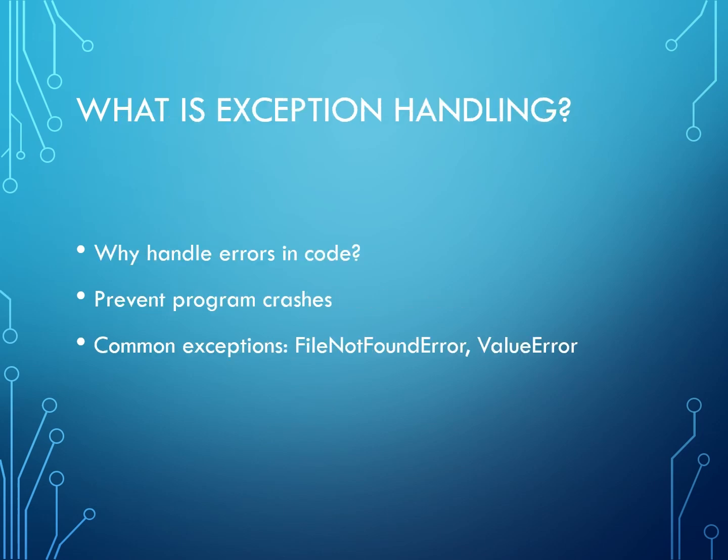Now let's shift to the second half of our topic, exception handling. So what is it? Exception handling is a way to tell your program, hey, if something goes wrong, like a file not being found or bad input, don't crash, just handle it nicely. Without it, your program might stop suddenly and throw a scary error. But with exception handling, you can catch those errors, respond with a custom message, and keep things running smoothly.